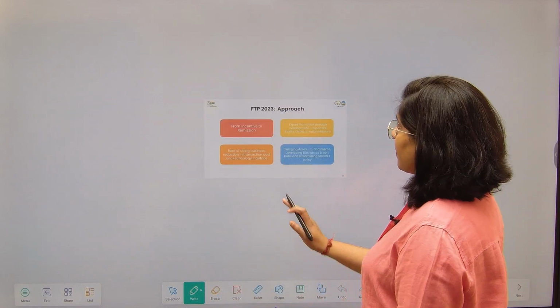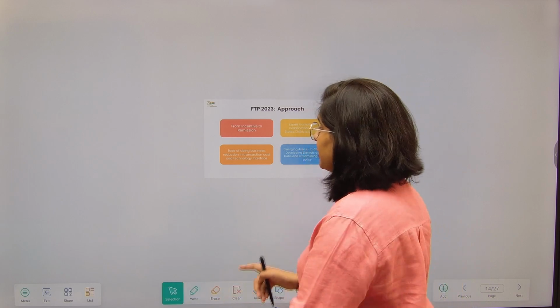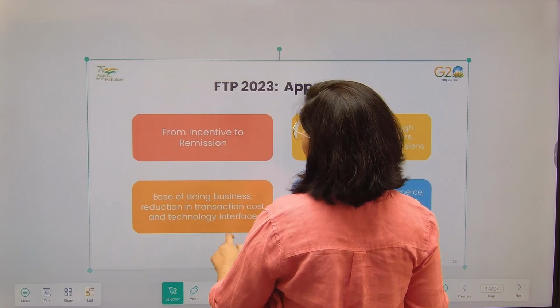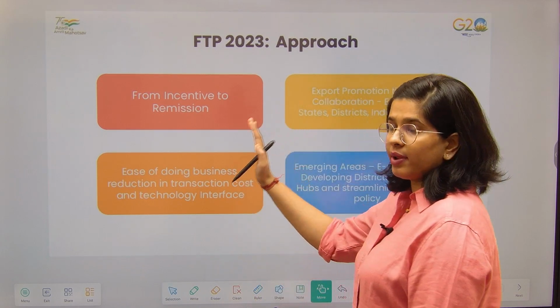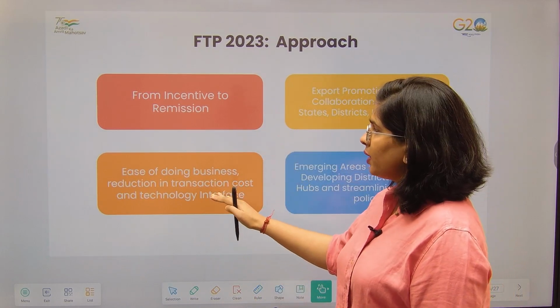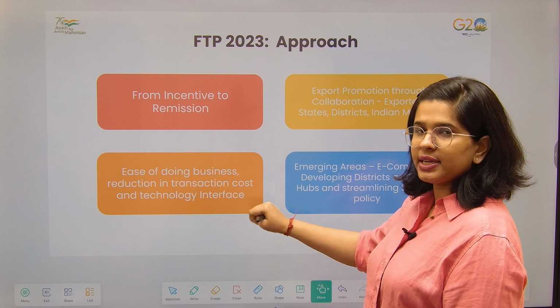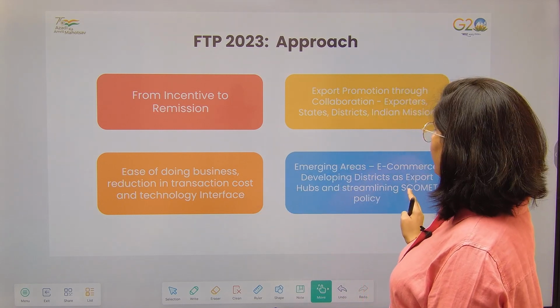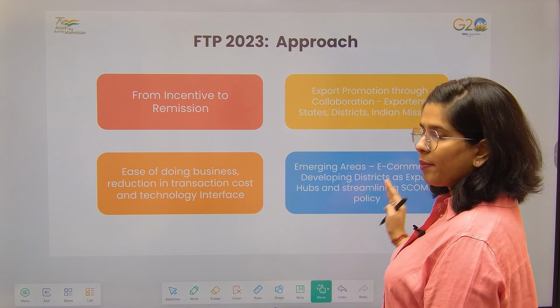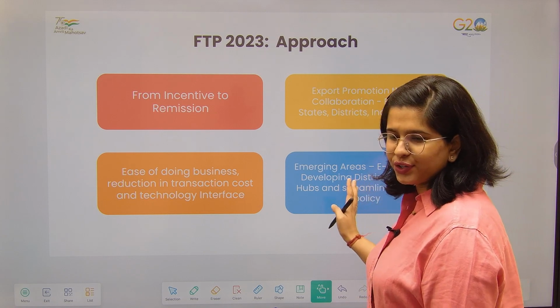Next, these are the approaches. Approaches means these are the focus areas of our new FTP. That is, we want to move from incentives to remission, ease of doing business, reduction in transaction cost and technology interface, export promotions and e-commerce, developing district hubs and SCOMET policy. This we are going to talk about.